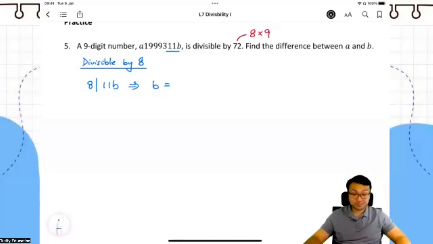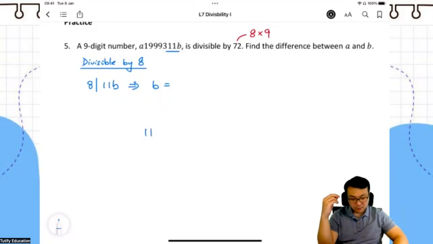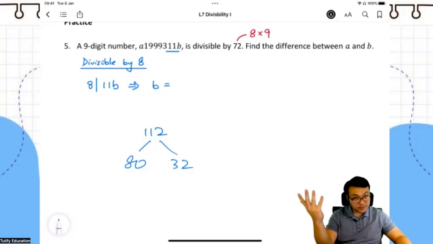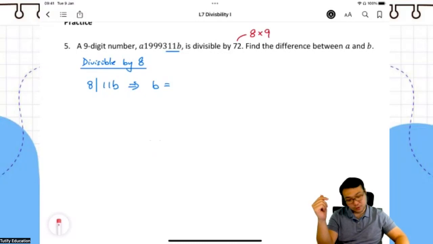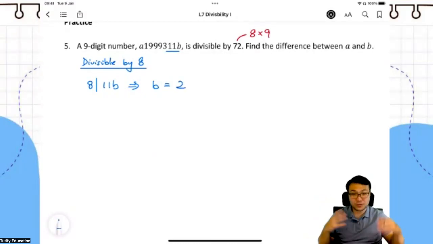Definitely not an odd number. It can either be 2, 4, 6, or 8, or 0. Can it be 0? No. Can it be 2? 1, 1, 2. Can this be divided by 8? Yes, because when you split it up, it gives you 80 plus 32. You know that 80 is divisible by 8 and 32 is divisible by 8. So the entire number 112 should be divisible by 8. So B equals 2. You already found B. Now let's try to find A, shall we?